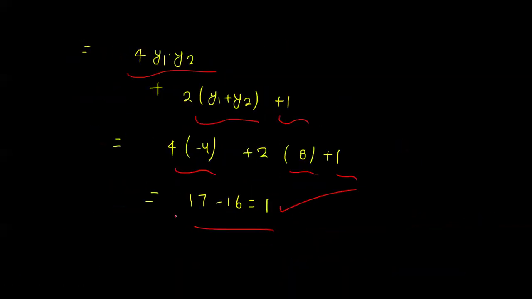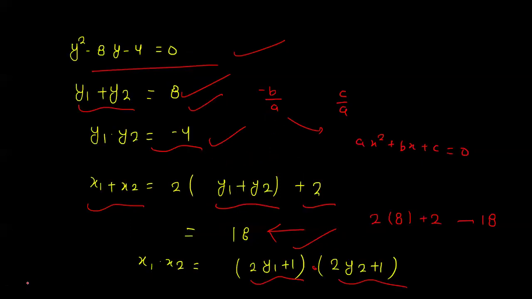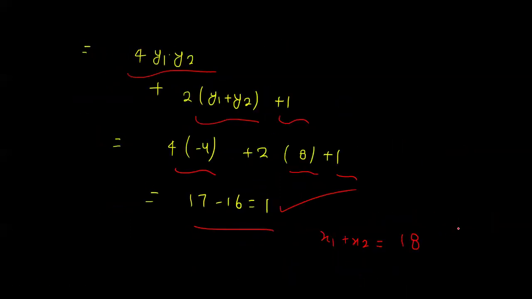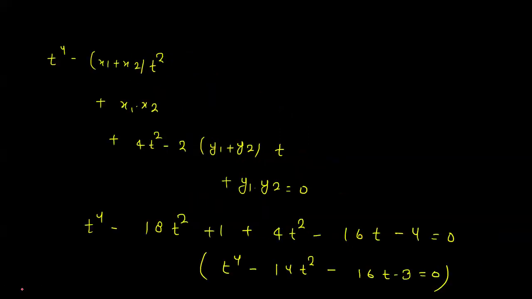So we are getting x1 plus x2 is equal to 18, and the product is equal to 1. So these two things we are getting.